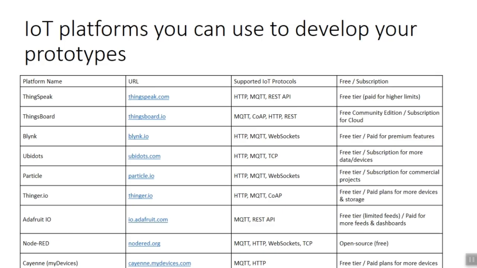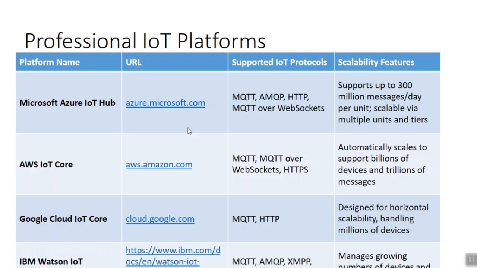If your IoT device is able to support any of these protocols, then you can use whichever one you feel comfortable with. Okay, so some of them are free, some of them you need to pay. Some of them are free and paid, where the free tiers provide limited accessibility. But from what I have here, Node-RED is open source, which is free. All right. So let's look at some of the professional IoT platforms that are out there.